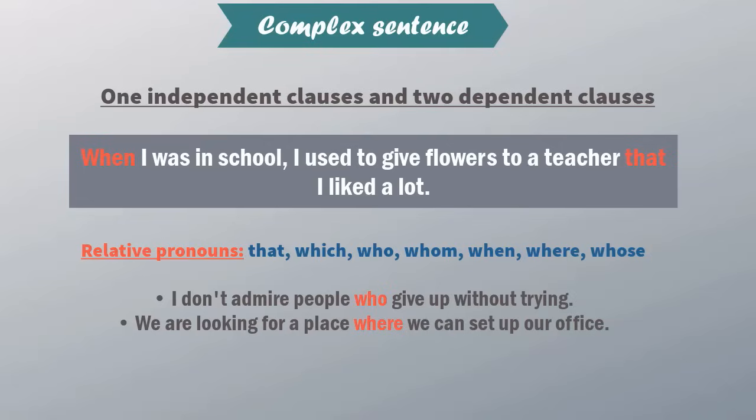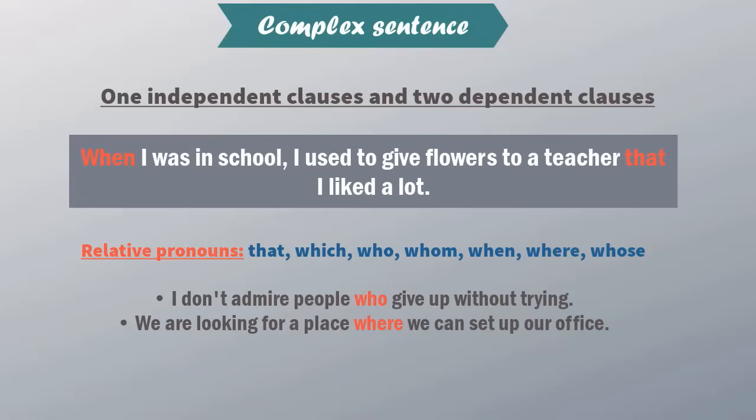I don't admire people. That is a complete sentence, right? Who give up without trying is a dependent clause. Who is the subject here, who is the relative pronoun, and give up is the verb, right? And this entire clause, who give up without trying, is modifying the noun people. I don't admire people. What type of people? Who give up without trying. So this is also a complex sentence where we have a relative clause, a dependent clause, right? I don't admire people who give up without trying.